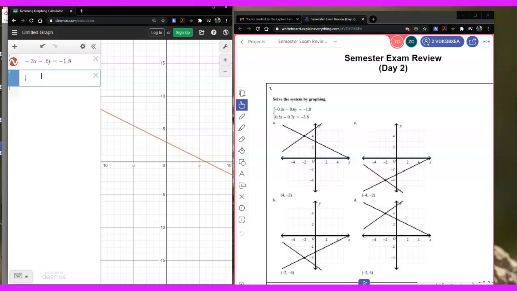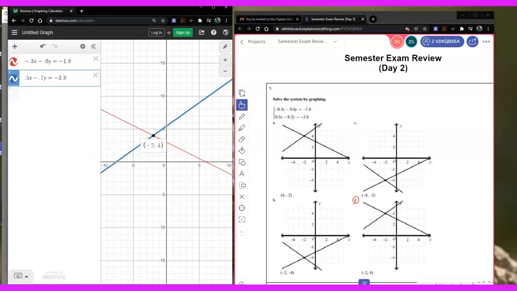Now we have 0.5x minus 0.7y equals negative 3.8. And I'm going to go ahead and see what the answer is. The answer is negative 2.4. So your answer should be D. Even though B has a correct answer, it's not graphed correctly. So we're going to go ahead and go to the next problem.